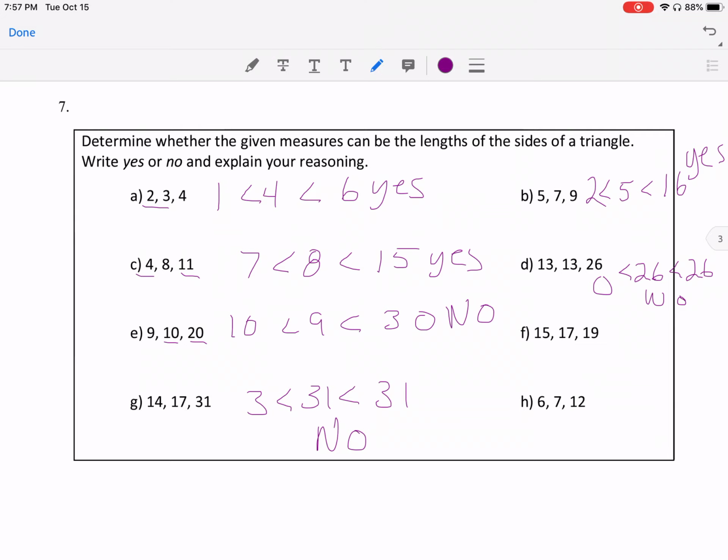For this next one, let's say 19 would have to be less than 32 and greater than 2, which is true. So this would be yes. And then this one, 12, would have to be less than 13 and greater than 1, which is also yes. And so you may have different work, but you should have the same answers.